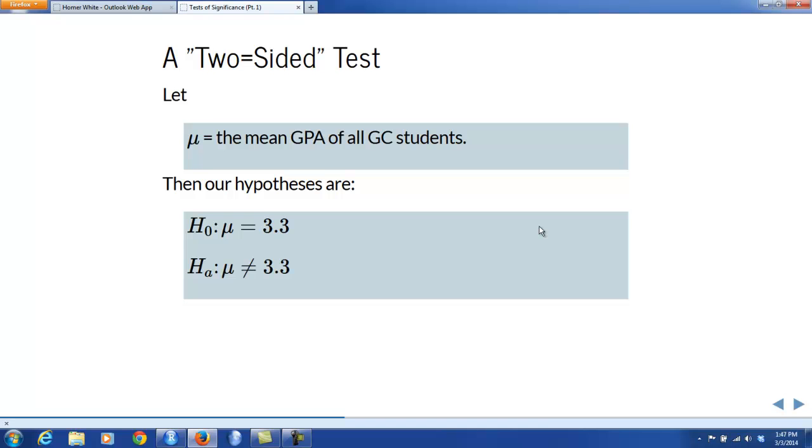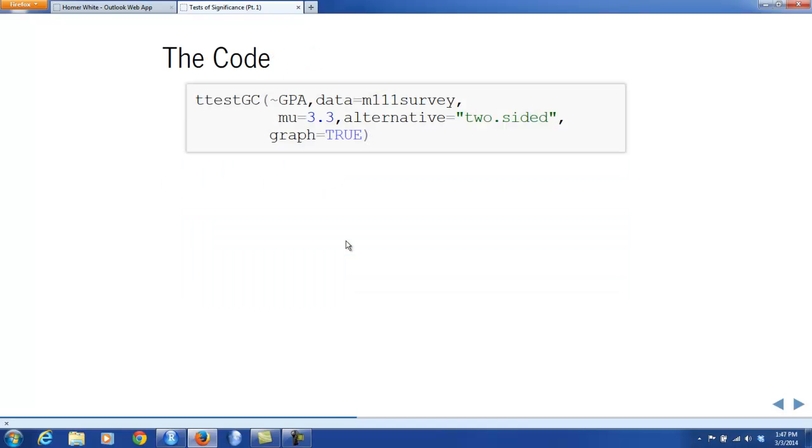So your first step might be, let mu be the mean GPA of all Georgetown College students, and you state the null hypothesis in the usual way, but look at how the alternative disagrees with the null this time. It doesn't have a side to it. It doesn't express the belief that the mean for Georgetown College students is bigger than 3.3, and it doesn't express the belief that it's less than 3.3. It just says that it differs from 3.3, one way or another. This is a two-sided test. And so the code for it requires setting the alternative to two-sided.